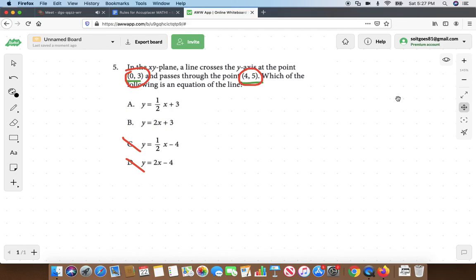All right. We got another point, though. We got 4, 5. We can use it to test. Okay, so let's do it. Yeah, y is 5, absolutely, and x is 4. Looking good, looking good.